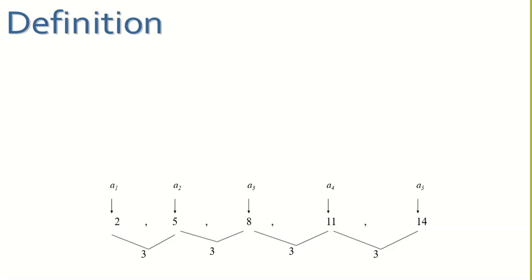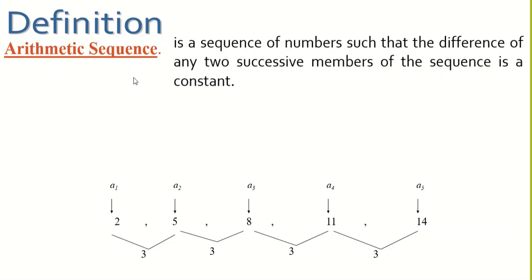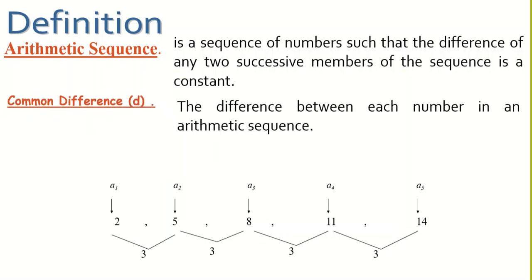By definition, we can define that an arithmetic sequence is a sequence of numbers such that the difference of any two successive members of the sequence is a constant. So for this one, we said this is an arithmetic sequence since the difference between two successive terms or members of the sequence is the same. And that is called the common difference denoted by letter d, small letter d.